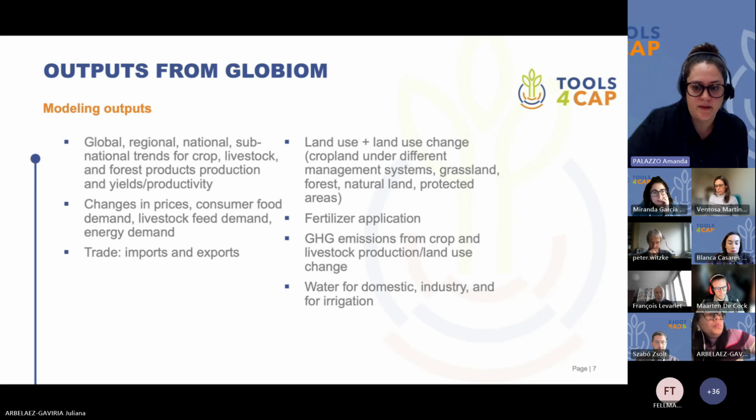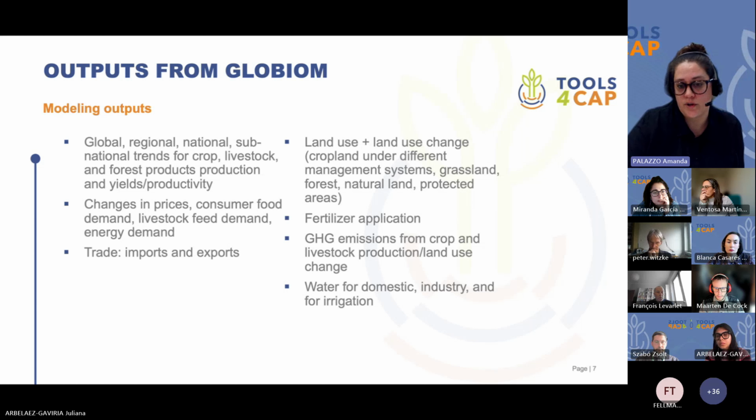To come back to GLOBIOM, I wanted to highlight some of the modeling outputs that are available from our modeling tools. So we provide information at the global, regional, national, and subnational scale for crop and livestock production and different forest products, and also looking at the productivity of those different products at the different scales as well. We look at the changes in prices of those products, the consumer food demand, the livestock feed demand, and also the energy demand for different products. We look at the trade, which includes the imports and the exports.